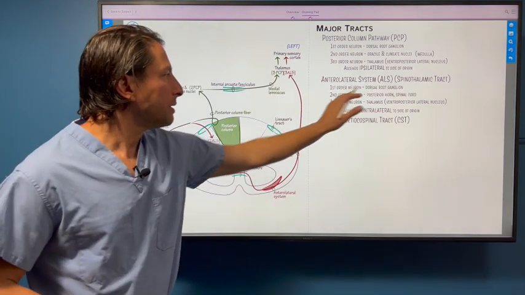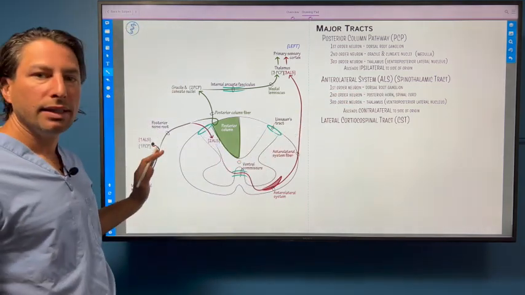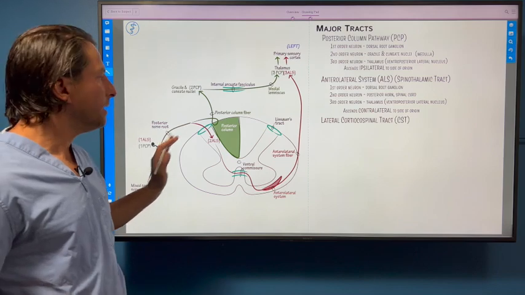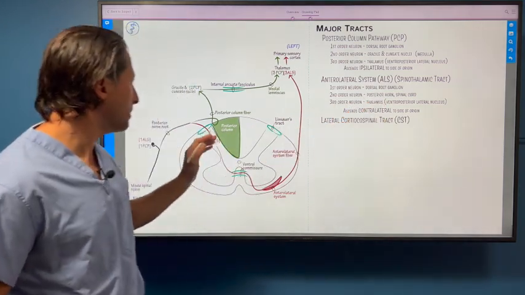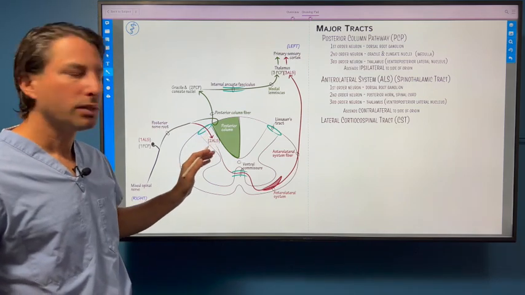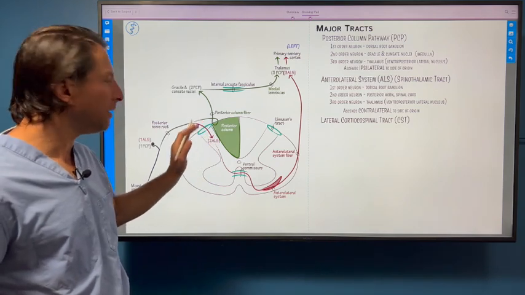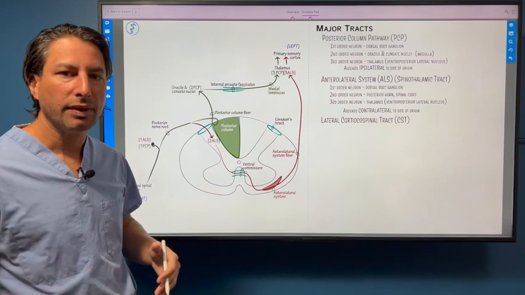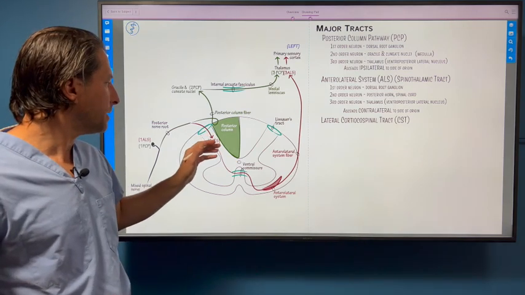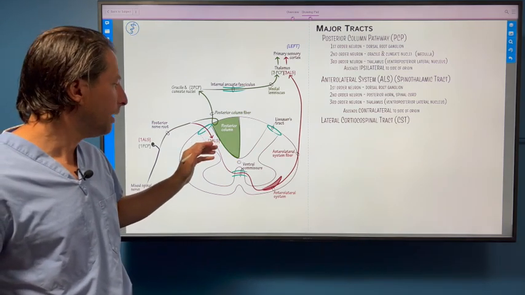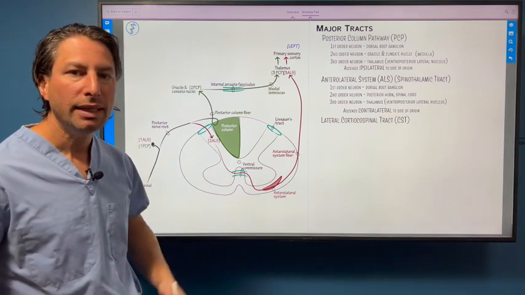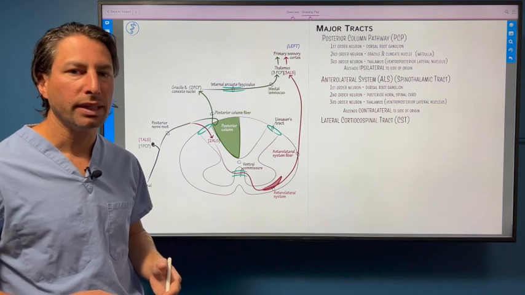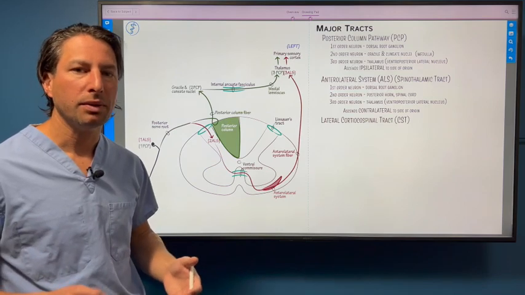For the anterolateral system, again, the first order neuron is here in the dorsal root ganglion. The second order neuron, however, is here in the posterior horn of the spinal cord, right here. So these fibers actually ascend or descend a variety of different levels. They make a synapse here in the posterior horn, and then they make their decussation within the spinal cord itself, and this is really important for localization. So you're distinguishing sensory modalities here.